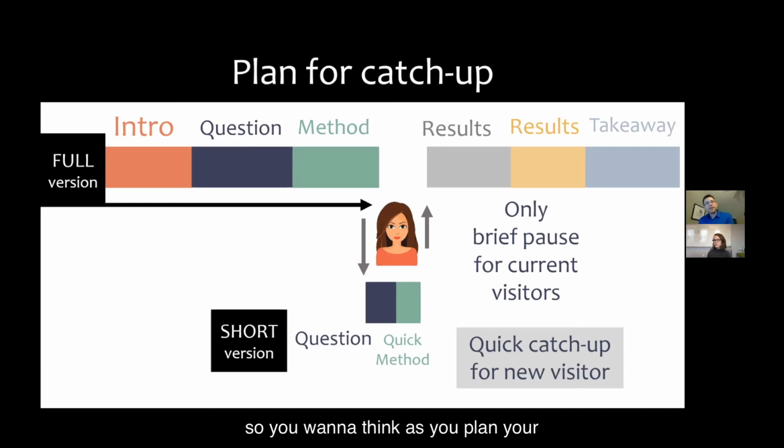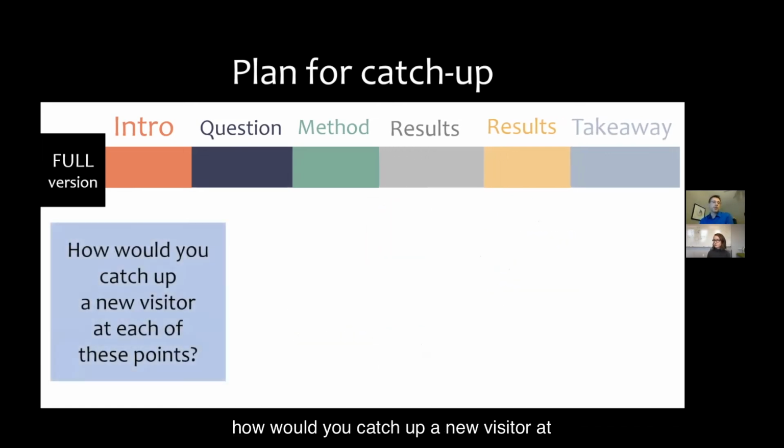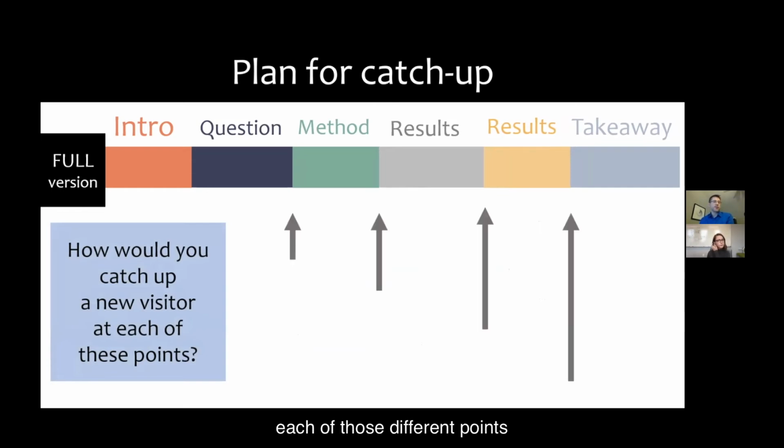So you want to think as you plan your poster, how would you catch up a new visitor at each of those different points? It's easy in the beginning, right? It's a tricky and challenging situation in the middle, but it can go really well if you do it well. If you're near the end, you might just tell a person, hang on for a moment as I wrap up with this person here, and I'll be with you in just a minute, right? And so you want to think about what you would say if a new person walks up at each of those different points.